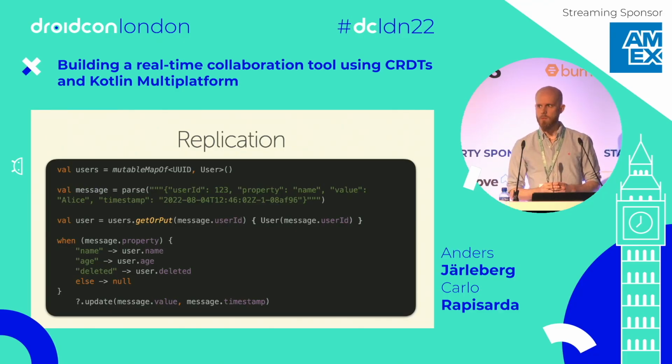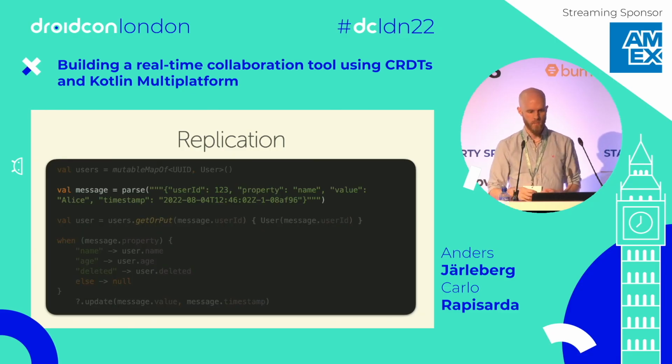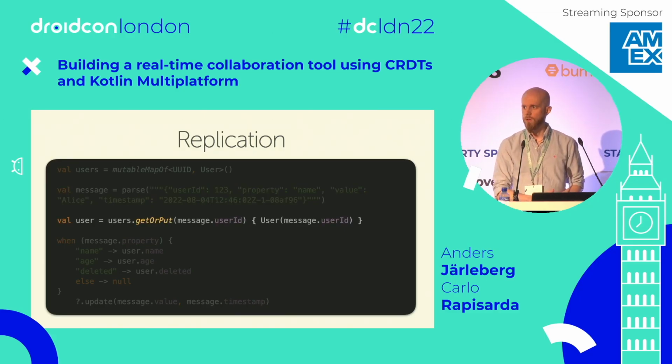So what we mean by replication is that every node has its own local state. On the first line, you can see we're creating a mutable map that will hold all the users that we have. Let's say we have received this message from another node that tells us: user with ID 123, I've updated the property name, and I've set the value to Alice with this timestamp. So we're going to look in our local map to find this user. If it doesn't exist, we're going to create it.